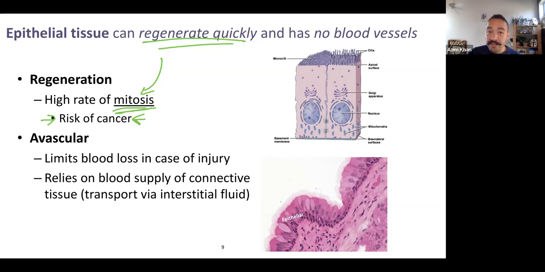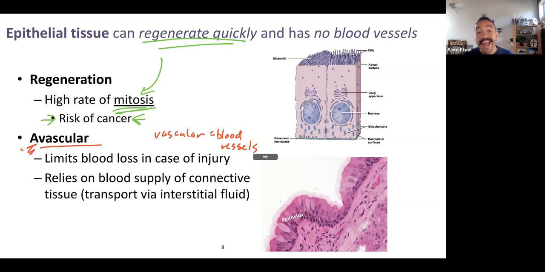Since your epithelium is so exposed, you don't want to bleed out. So you don't want to have blood vessels near the surface of your skin or lining your tracts, near the superficial side. Your epithelial tissue, therefore, is avascular. The word vascular or vasculature is referring to blood vessels.